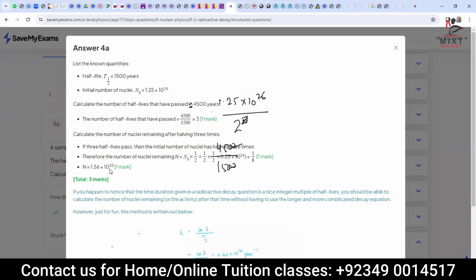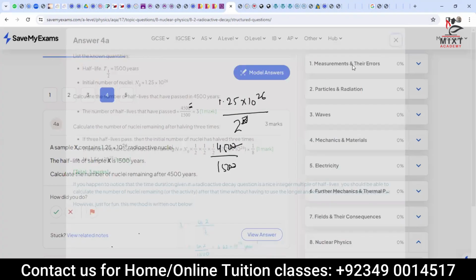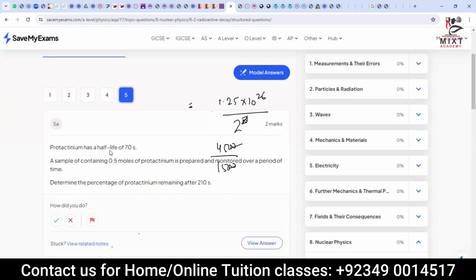Yeah, it's 1.56 times 10 to the power 25. Right? Okay, next. Now I want you to try this. Protactinium has a half-life of 70 seconds. A sample containing 0.5 moles is prepared and monitored over a period of time. Determine the percentage of protactinium remaining after 210 seconds.